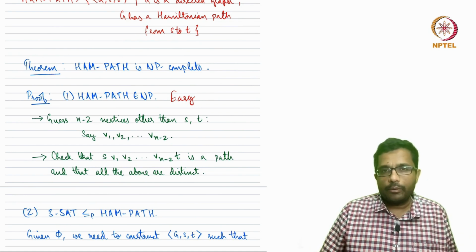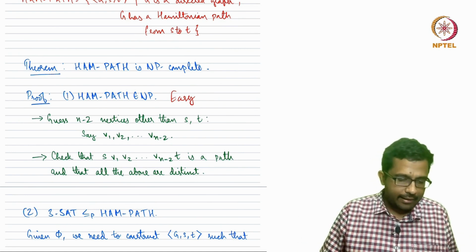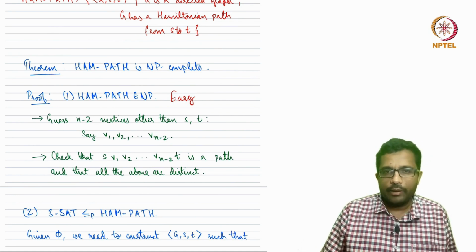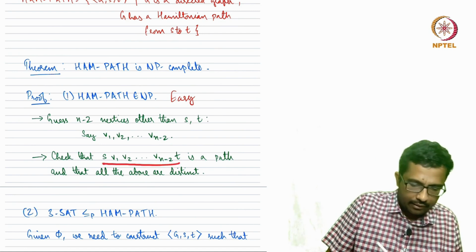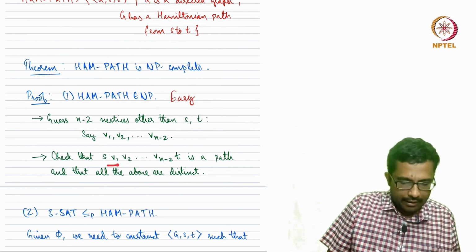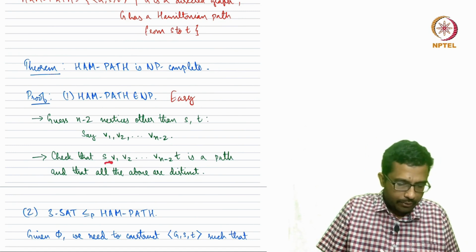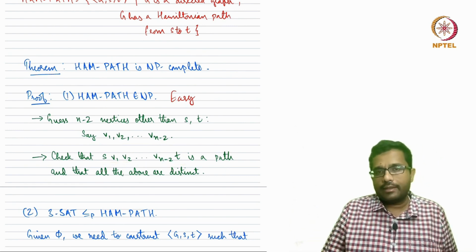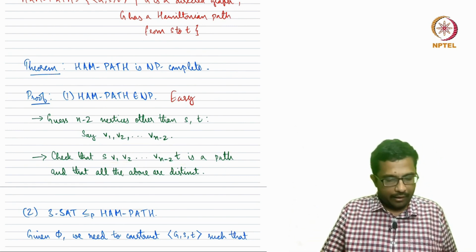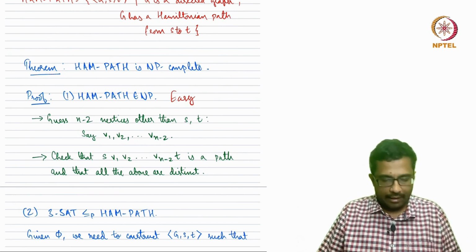So let's say v1, v2, up to v(n minus 2), and then we check whether, starting from S, then v1, v2, up to v(n minus 2), and then T, this forms a Hamiltonian path. So we check whether this is a path: is there an edge from S to v1, is there an edge from v1 to v2, and so on. And we also check whether they are all distinct vertices. This verification takes polynomial time. So guess something and verify something. So this is in NP.